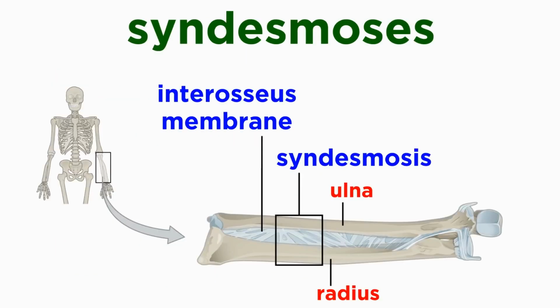The next type of fibrous joint is syndesmoses. This is where bones are connected only by ligaments, which are bands of fibrous tissue. We see this connecting the radius and the ulna. Here the fibers are short, which prevents movement.